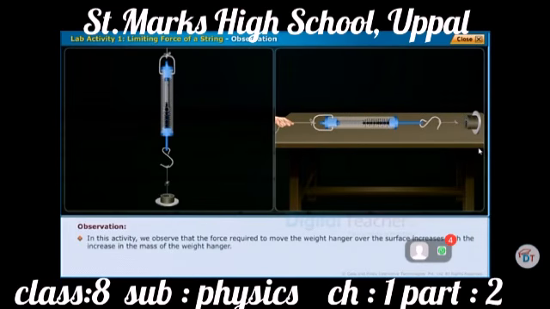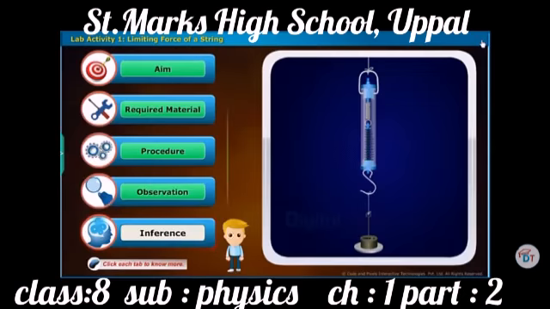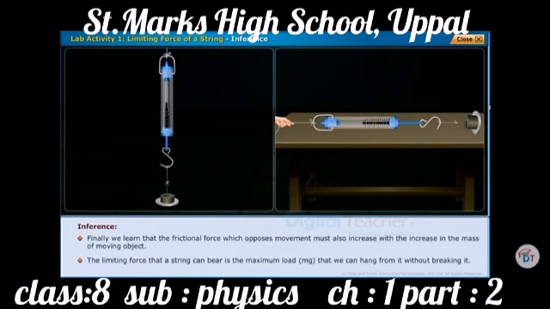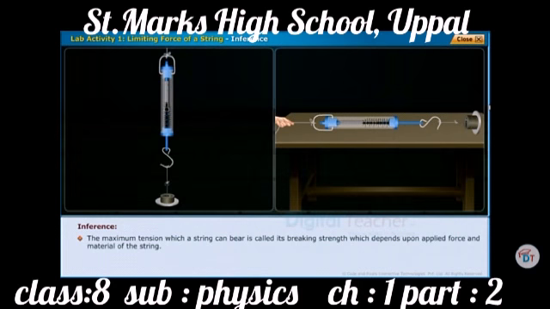In this activity, we observe that the force required to move the weight hanger over the surface increases with the increase in the mass of the weight hanger. Finally, we learn that the frictional force which opposes movement must also increase with the increase in the mass of the moving object. The limiting force that a string can bear is the maximum load that we can hang from it without breaking it. The maximum tension that a string can bear is called its breaking strength, which depends upon applied force and material of the string.